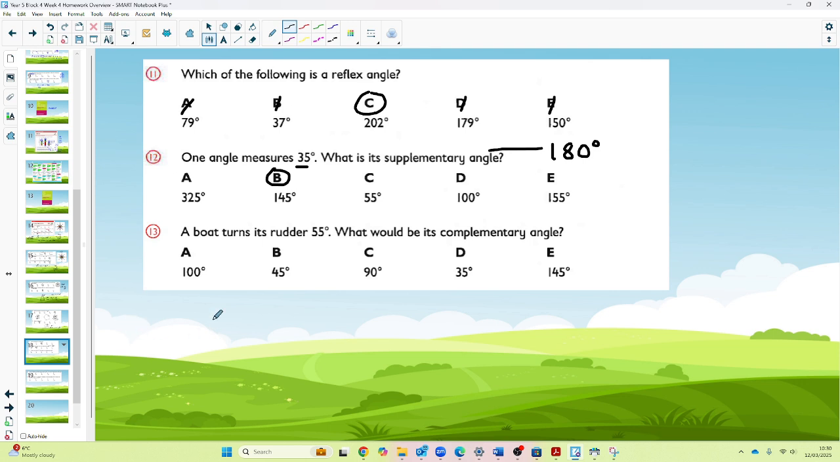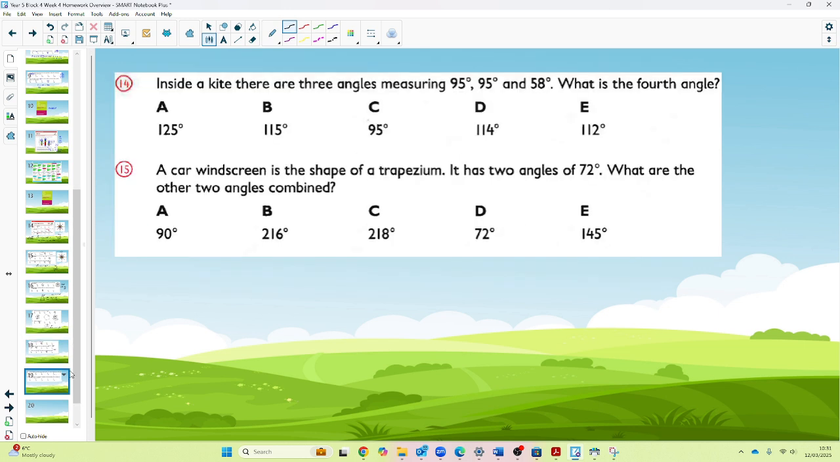Question 13. A boat turns its rudder 55 degrees. What would its complementary angle be? Now, a complementary angle always totals 90 degrees. So again, to work this one out, you're going to need to do 90 subtract 55, which of course gives us 35 degrees. Now, both the supplementary and the complementary angles, again, it's worth knowing those key facts.